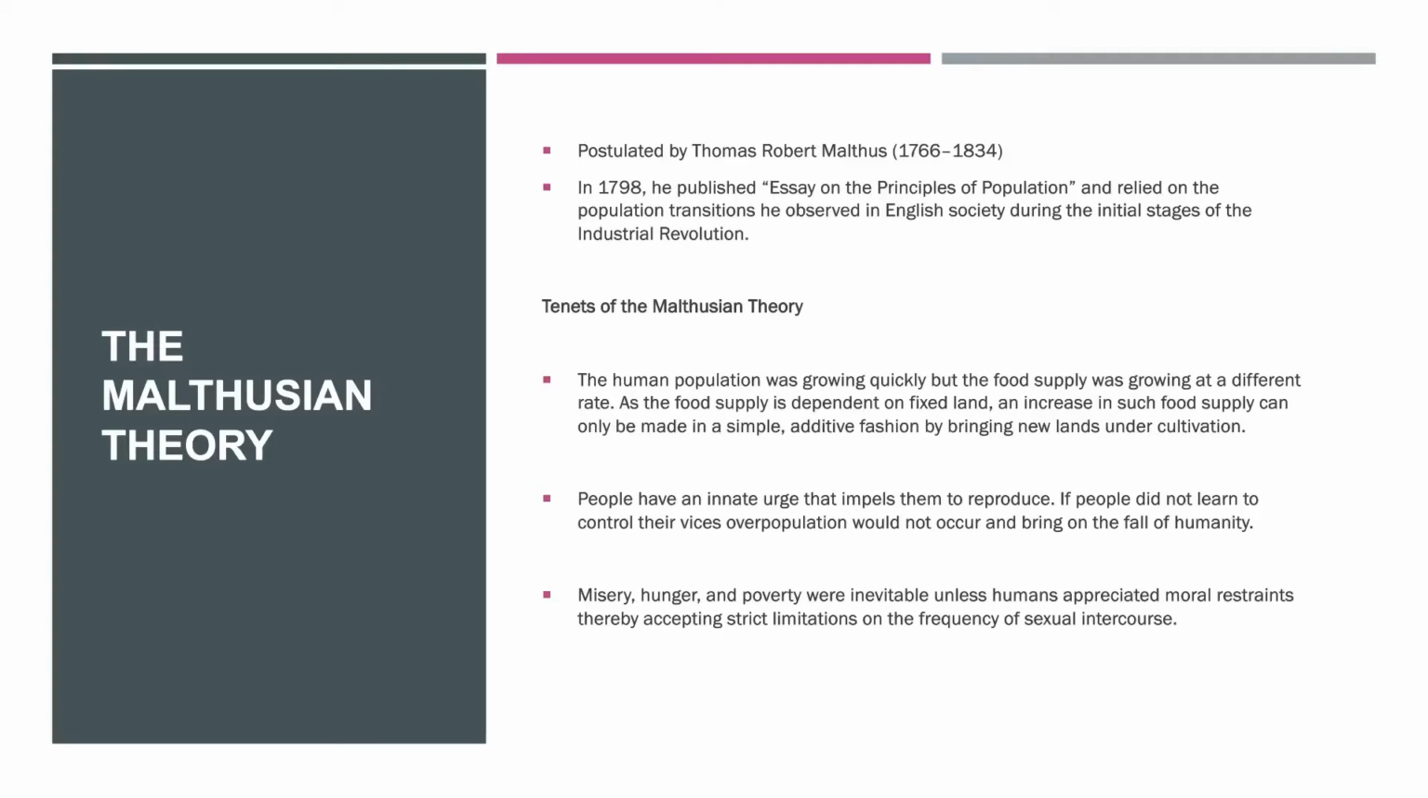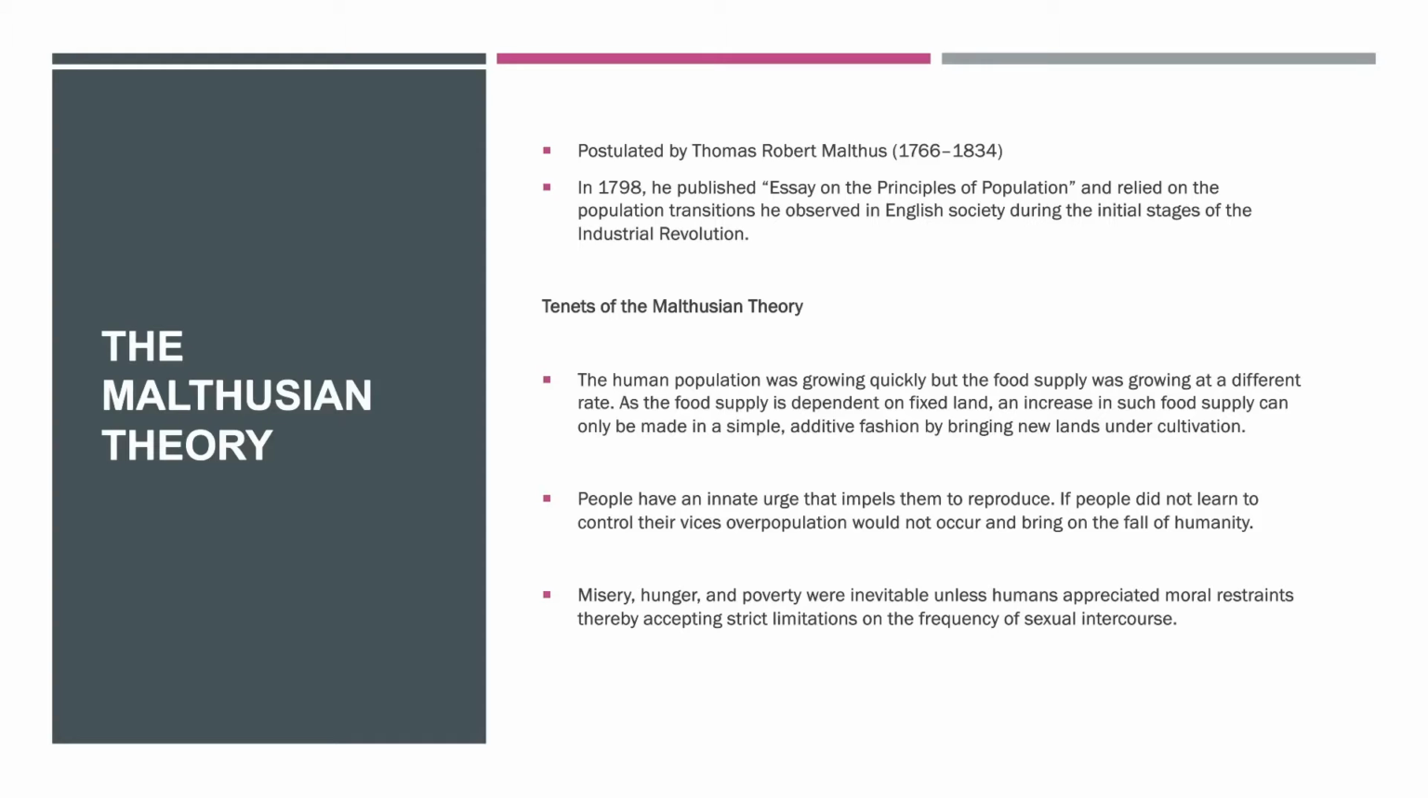So looking at the tenets of the Malthusian theory, the main tenet was that the population was outgrowing the food supply, right? Malthus observed that the human population was growing quickly, but the food supply was growing at a different rate, which was slower. And so here you understand that he was looking at problems such as food insecurity. Remember that food insecurity is when it's difficult to get food or have access to food. Now remember that food is a basic need for humans.